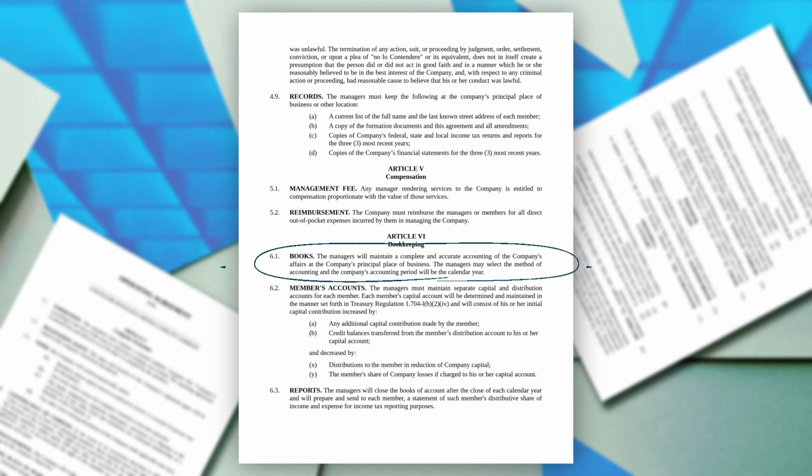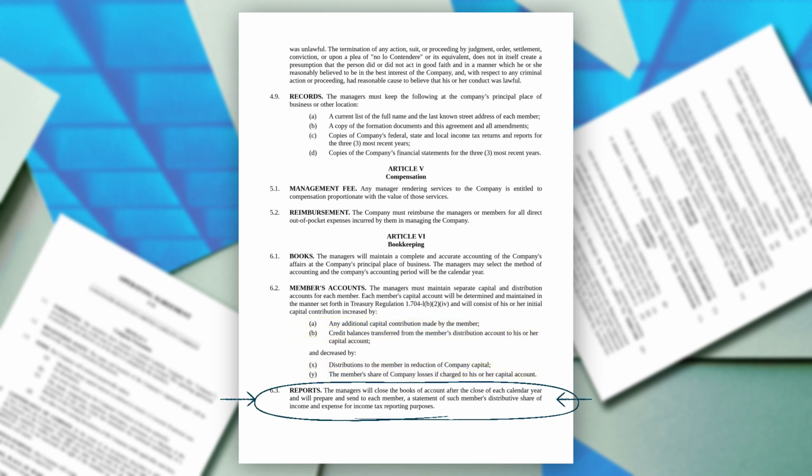Bookkeeping is a task that LLC owners delegate to their managers, but Article 6 gives specifics. The manager needs to keep separate capital and distribution accounts for each member and keep the books on a calendar year. At the end of the year, the manager should close the books and provide a statement for each member.